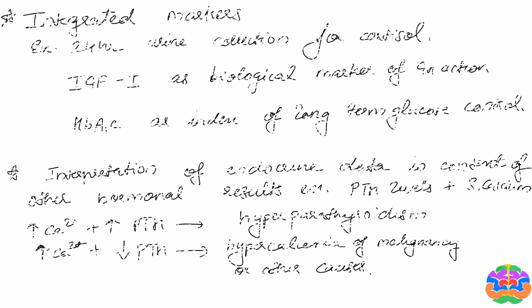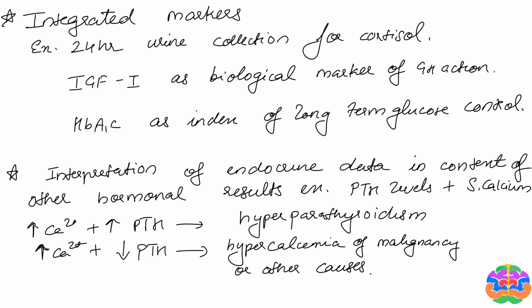It is important to be aware of the pulsatile nature of hormone secretion and the rhythmic pattern of hormone production when relating serum hormone measurements to normal values. For some hormones, integrated markers have been developed to circumvent hormonal fluctuations. For example, 24-hour urine collection for cortisol, IGF-1 as a biological marker for growth hormone action, HbA1c as an index for long-term glucose control.